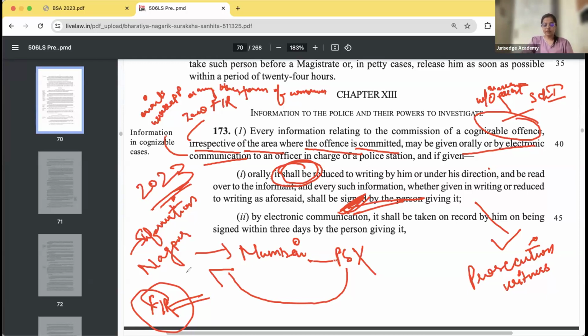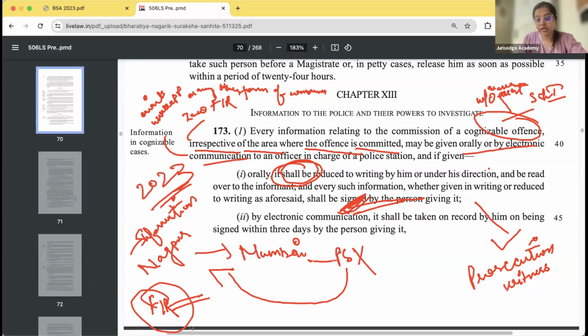Prosecution, I think it is clear, one party is prosecution and the other party is defense. Civil cases, plaintiff and defendant. Criminal cases, prosecution and defense. We are reading criminal law, so that is why prosecution witnesses and defense witnesses.